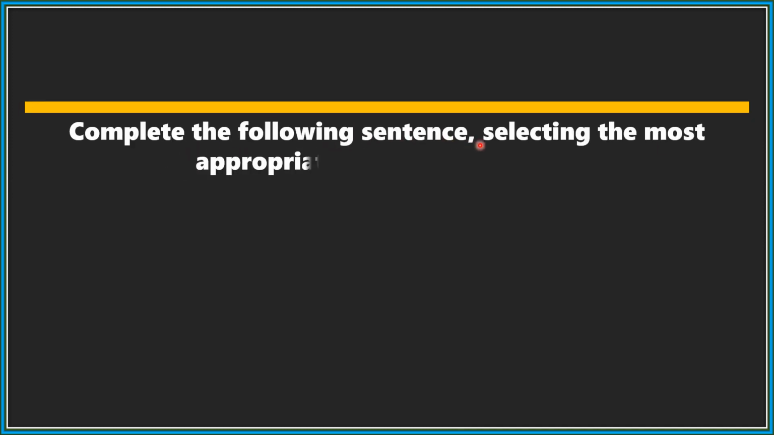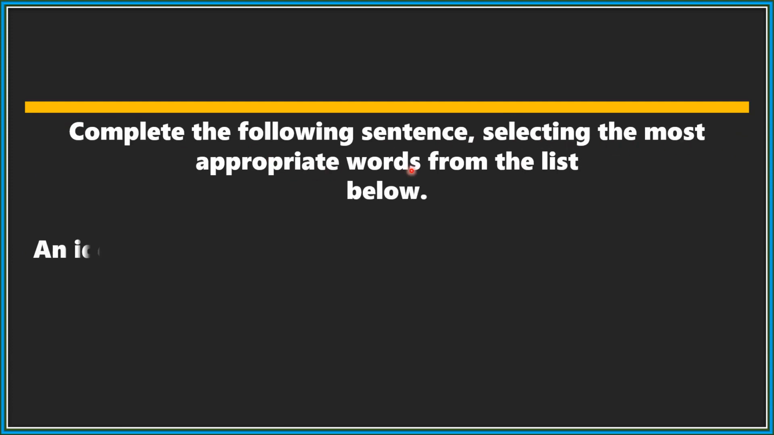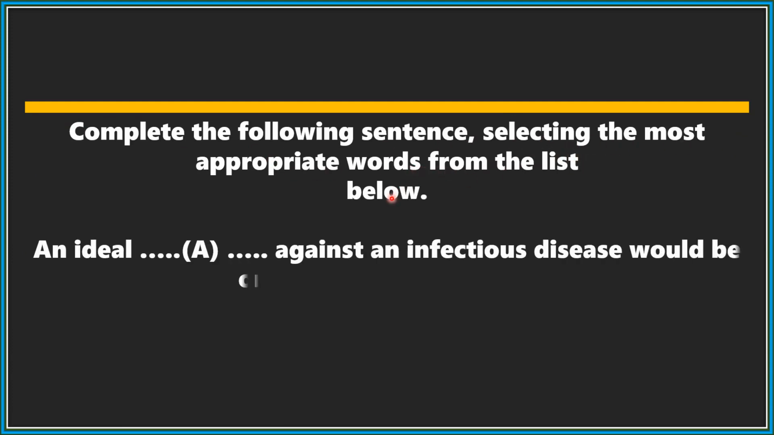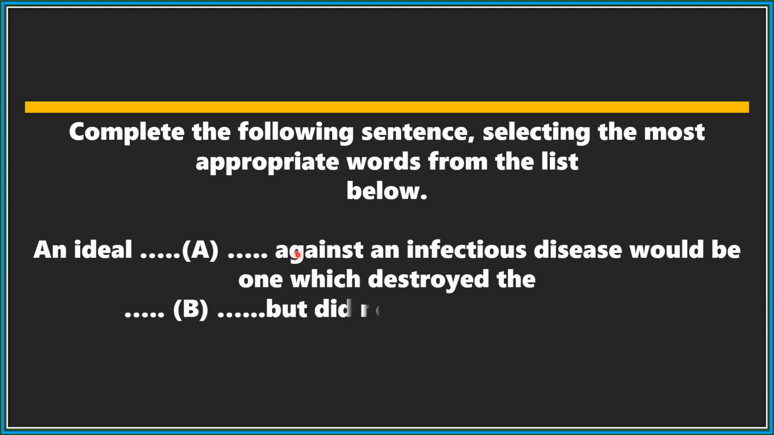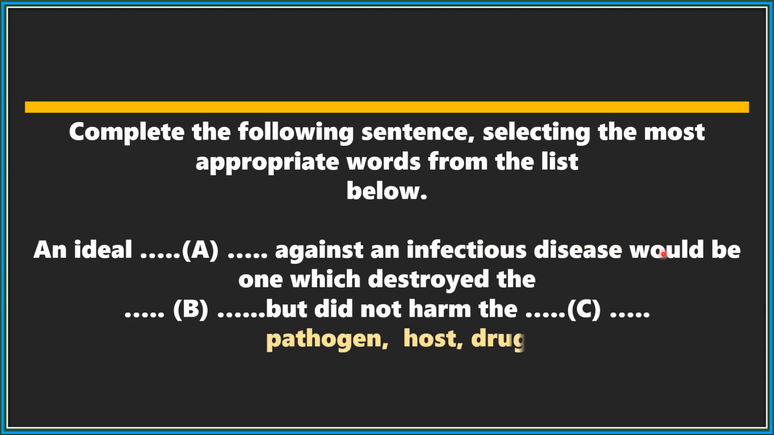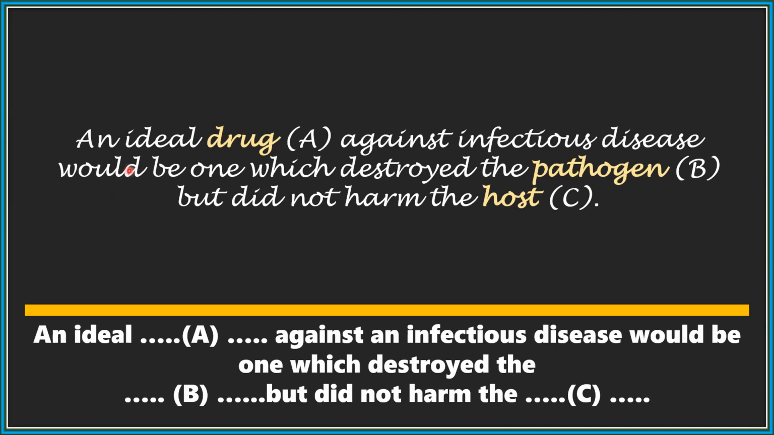Complete the following sentences, selecting the most appropriate word from the list below. An ideal dash against the infectious disease would be one which destroys the dash, but does not harm the dash. Pathogen, host, drug. An ideal drug against infectious disease would be one which destroys the pathogen, but does not harm the host.